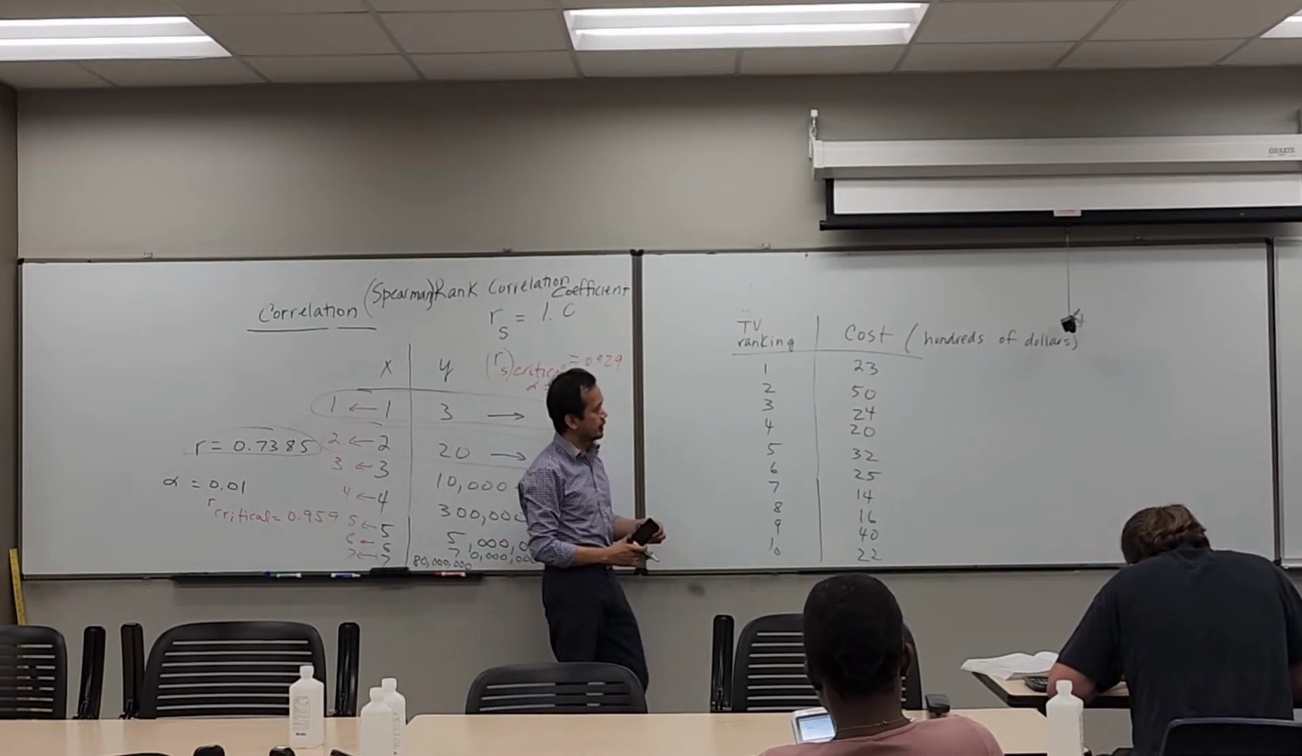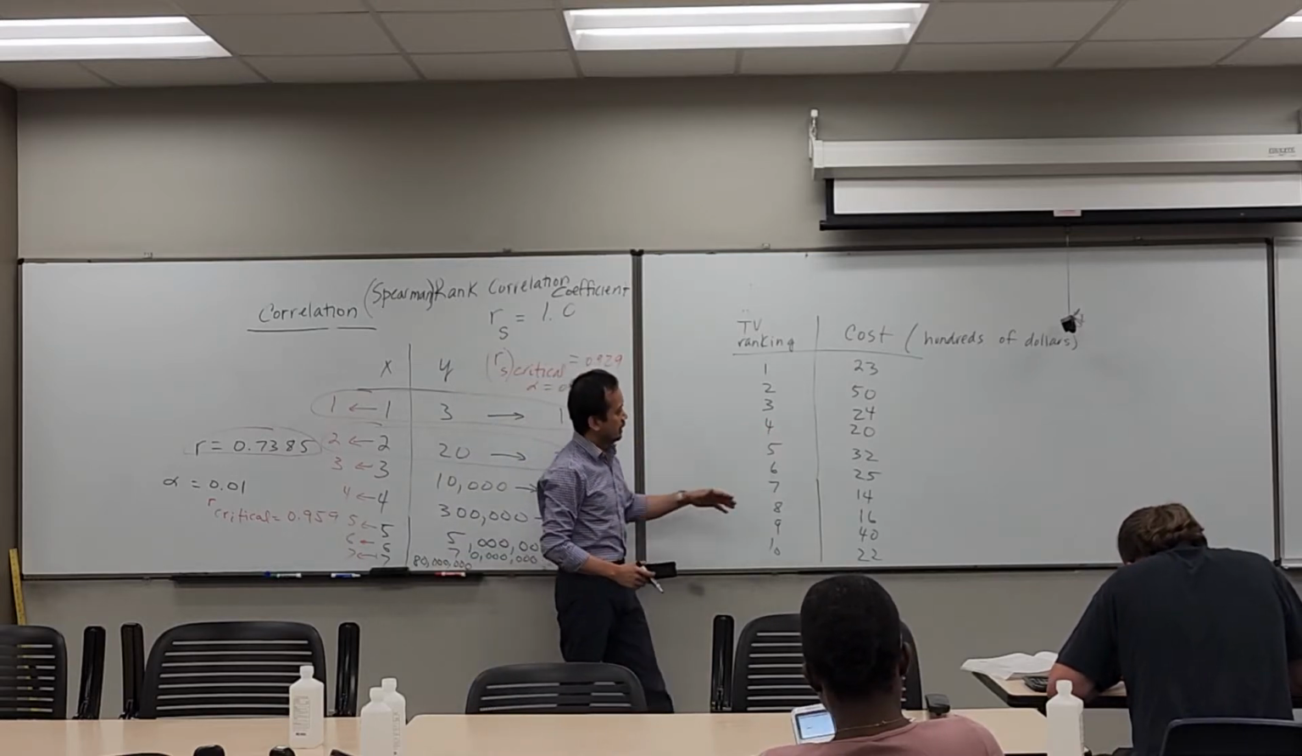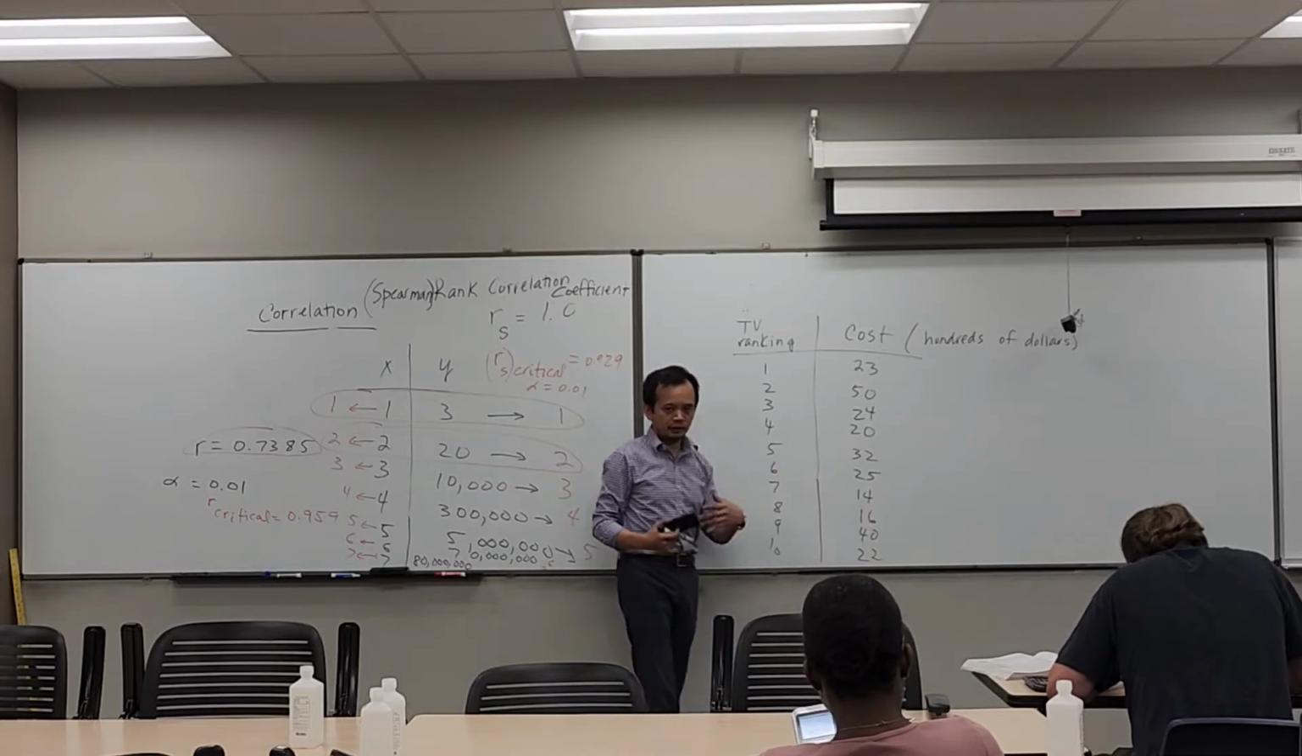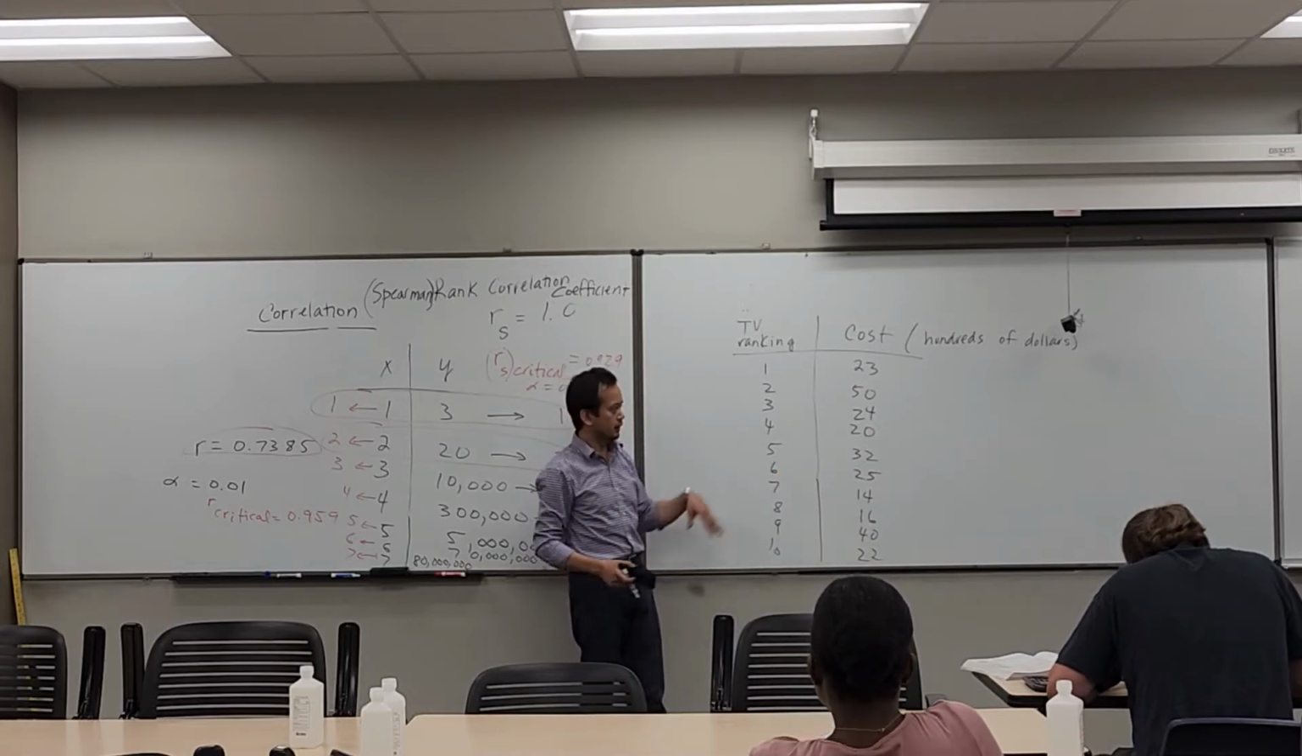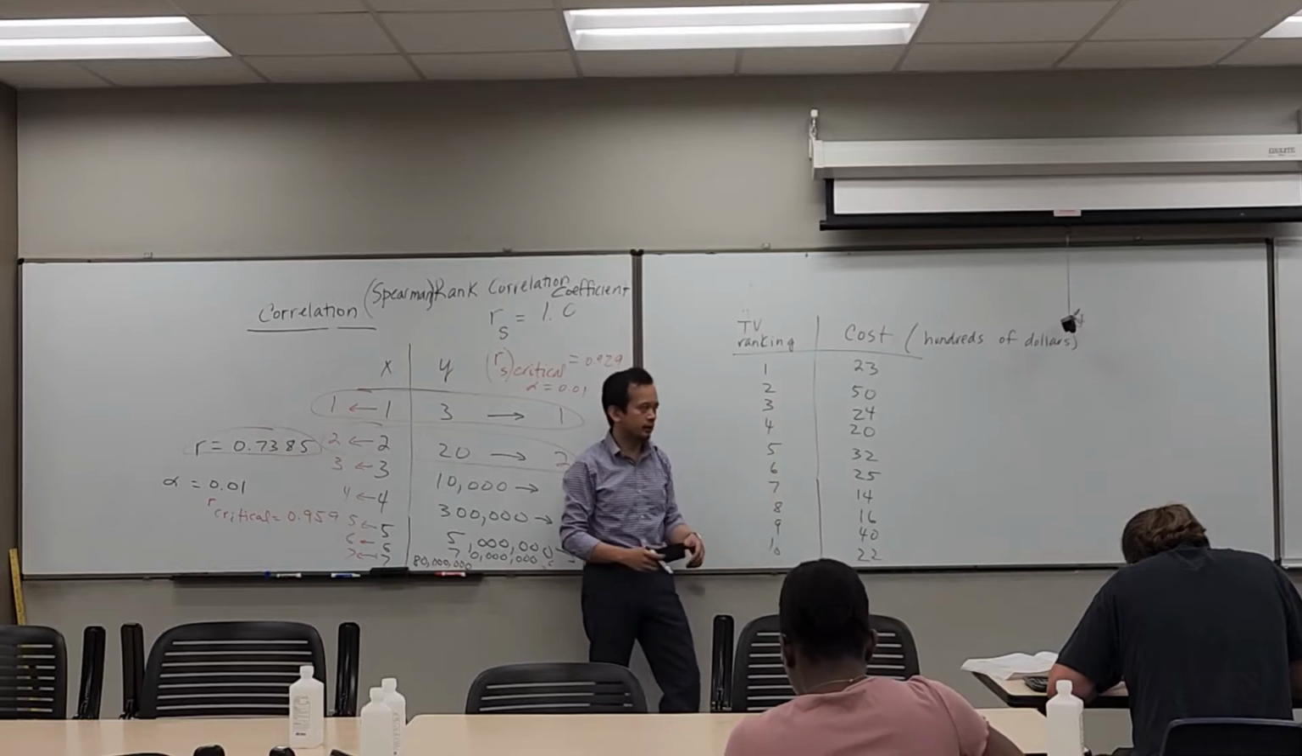Ultimately, we want to know whether there's correlation between these two variables. And so let's first try to see if there's linear correlation. Plug the data points in as is and see what R is.